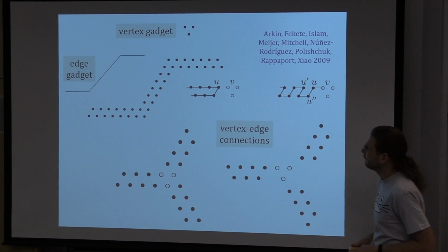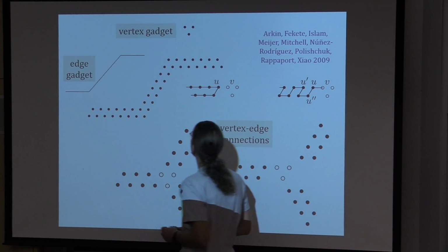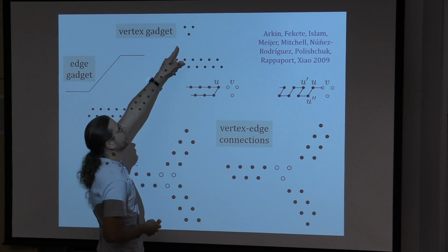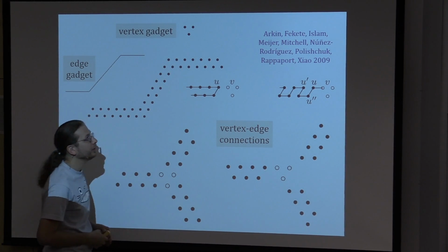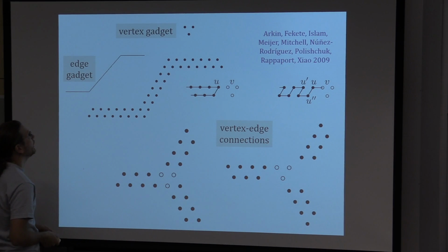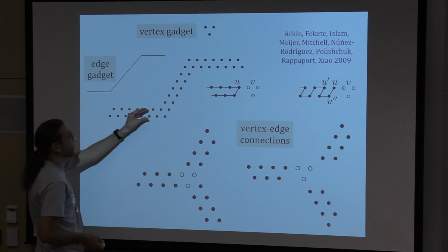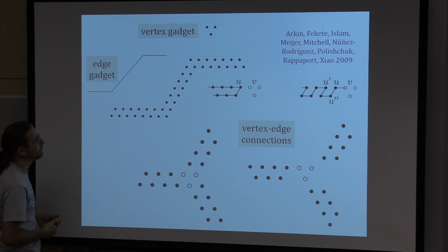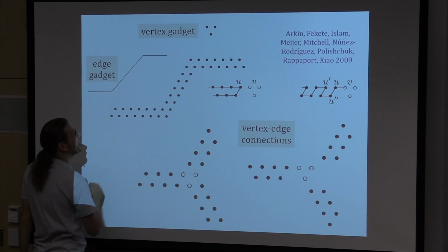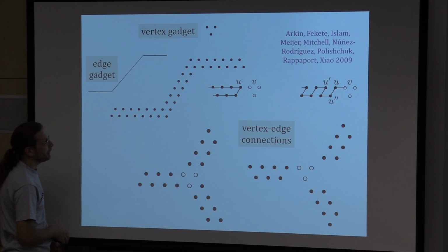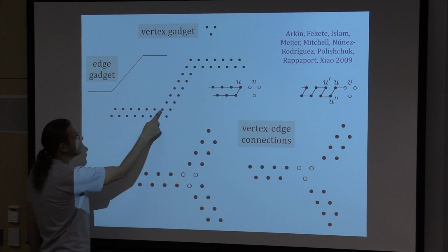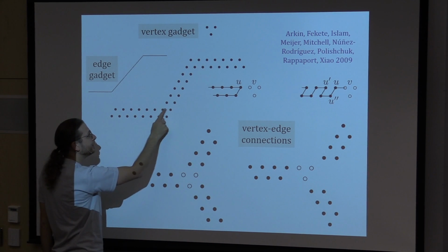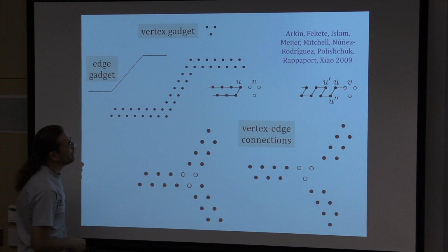Then we have very similar looking gadgets, although in this case, a vertex can just be a little triangle of dots. The edge gadget is going to look pretty similar. It's like a ladder, but now the ladder has funny rungs on it. Turns are just what you would expect. Notice we get degree 5 here. But otherwise, things are the same.